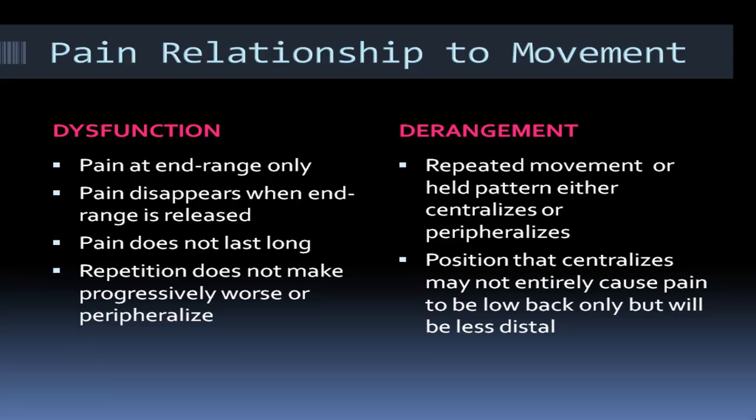Let's review and summarize the differences between dysfunction and derangement syndrome in relationship to pain and movement. For dysfunction syndrome, pain is at end range only, disappears when the end range position is released, and the pain does not last long. Importantly, repetition of movement does not make the pain progressively worse or peripheralize it. For derangement, repeated movement or held patterns either centralizes or peripheralizes the pain. The position that centralizes may not entirely cause pain to be in the low back only, but will be less distal. When pain is centralized by a specific movement, that movement is often referred to as a directional preference.